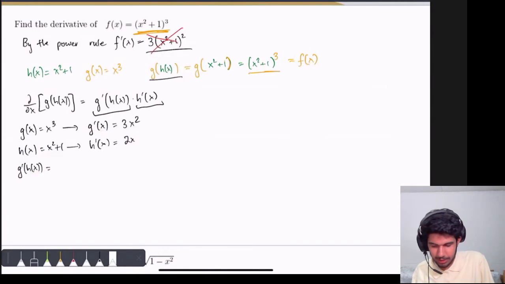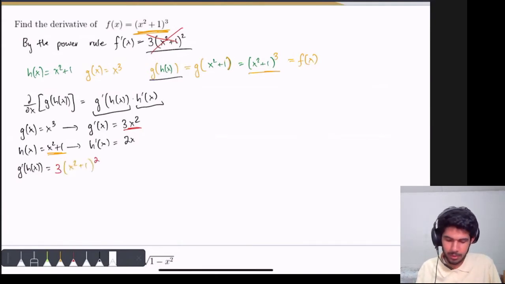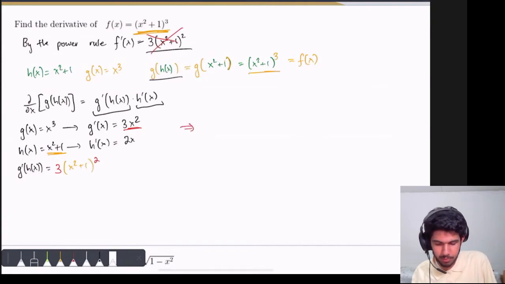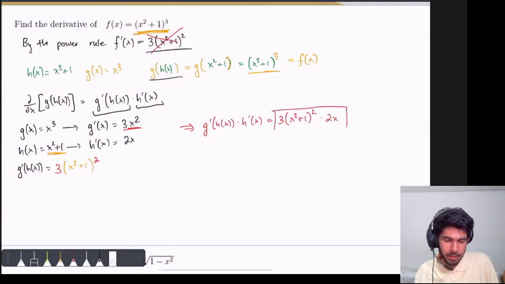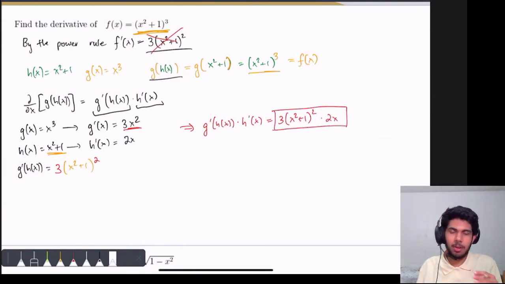So if I underline this in orange, g prime of h of x, and I'll underline this in red, this is equal to 3 times x squared plus 1, all of that squared. And therefore, g prime of h of x times h prime of x equals 3 times x squared plus 1 squared times 2x. And that would be our answer. So hopefully that made sense.